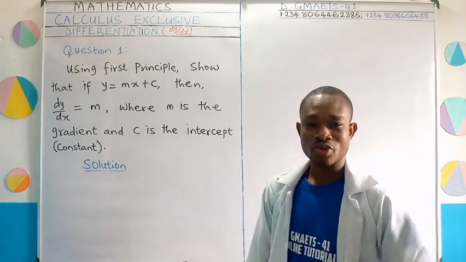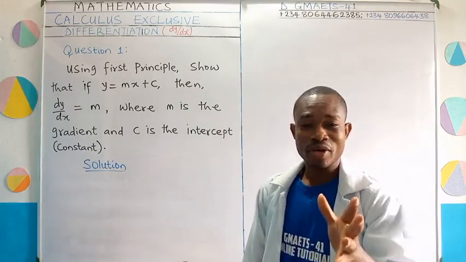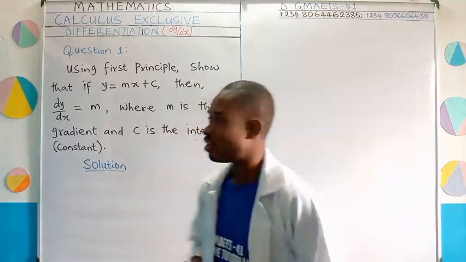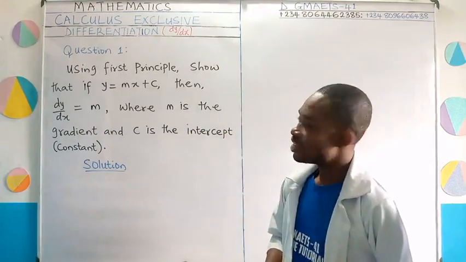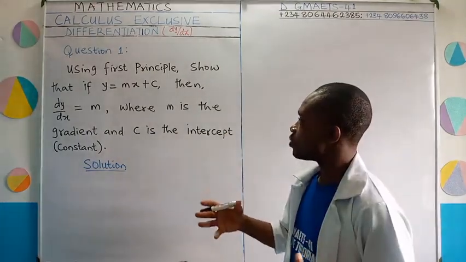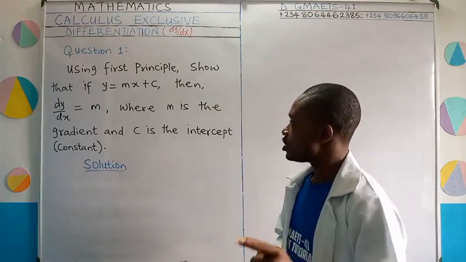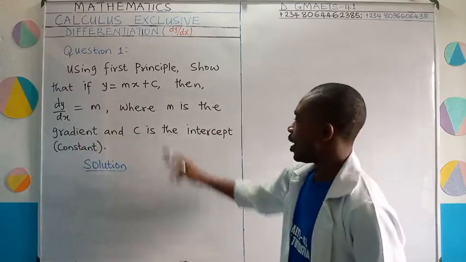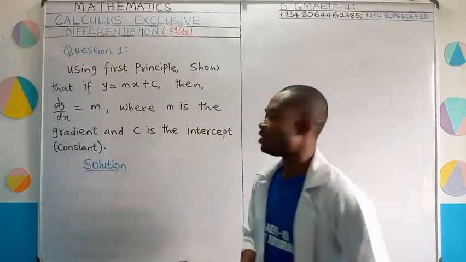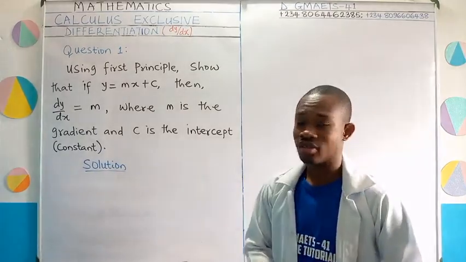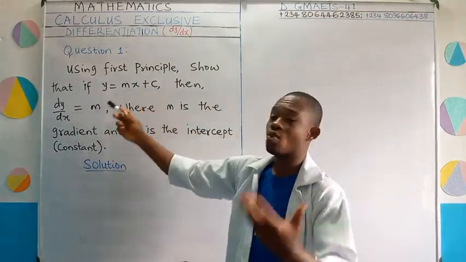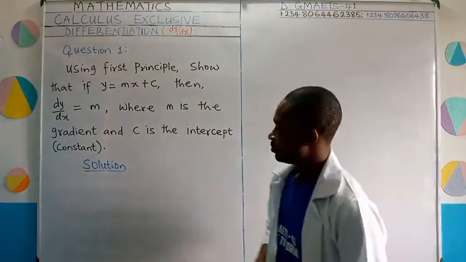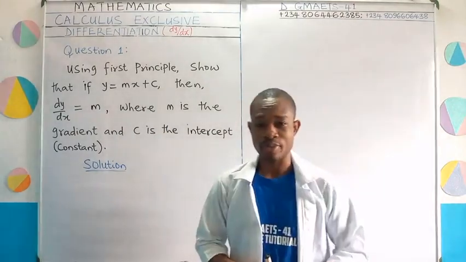It is now time we're going to apply the knowledge of what we learned from that first principle to solve our very first question we have here on the board. The question reads, using first principle, show that if y is equal to mx plus c, then dy dx is equal to m, where m is the gradient and c is the intercept, and the intercept is actually a constant. Maybe you could think where this equation is going to be y equal to, say, 2x plus 3. Okay, so we're going to solve this question using the first principle.